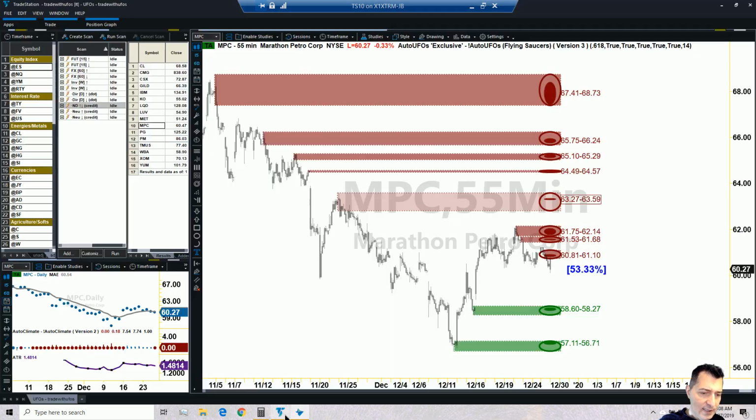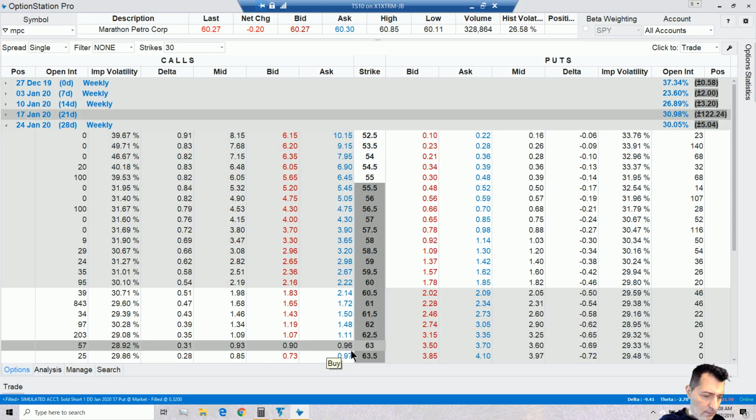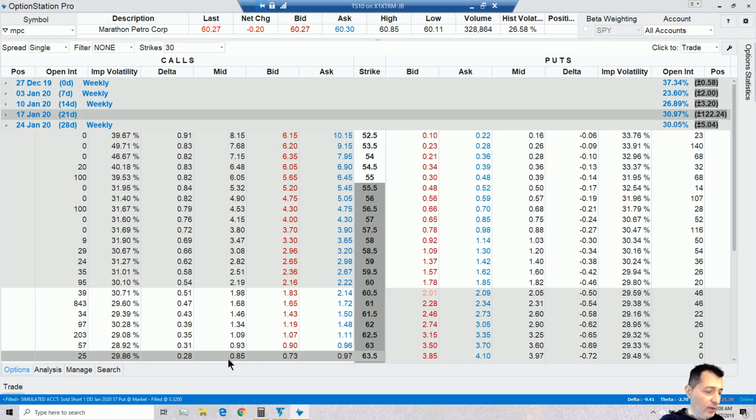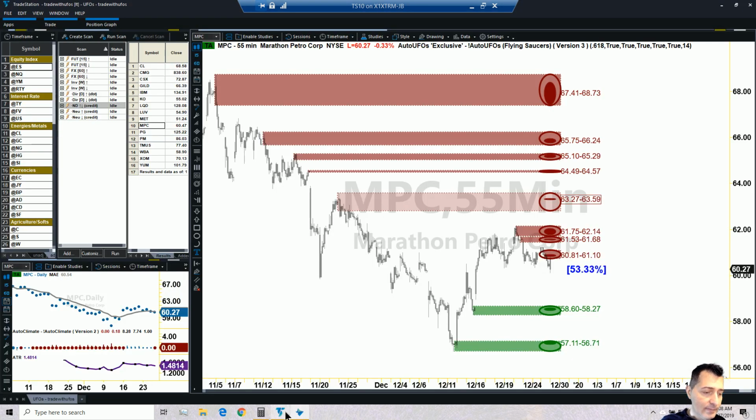expiration days which are less than 29, so 24 is the maximum, and the top part of the range was 63.5. And that pays 85. So it does seem that we have a decent amount of premium here, and that opens the door for us to plan a trade. Also, liquidity is not so bad, 73 to 97. It's okay. So let's go for it.